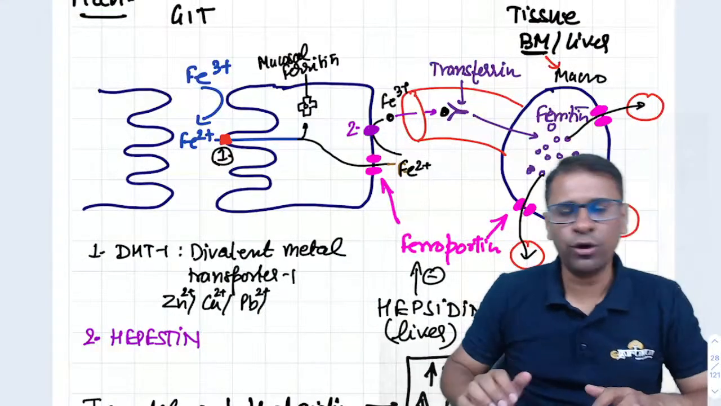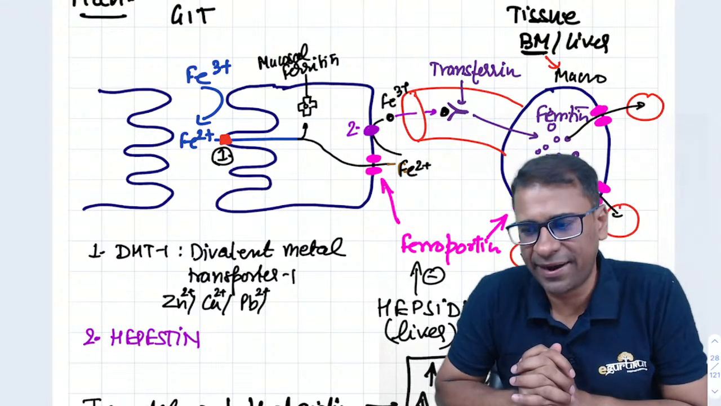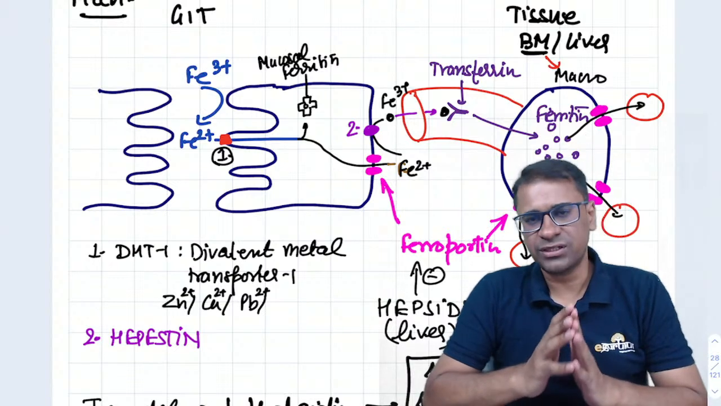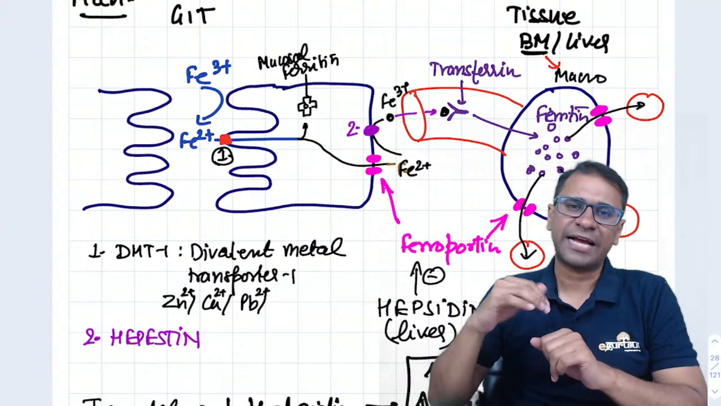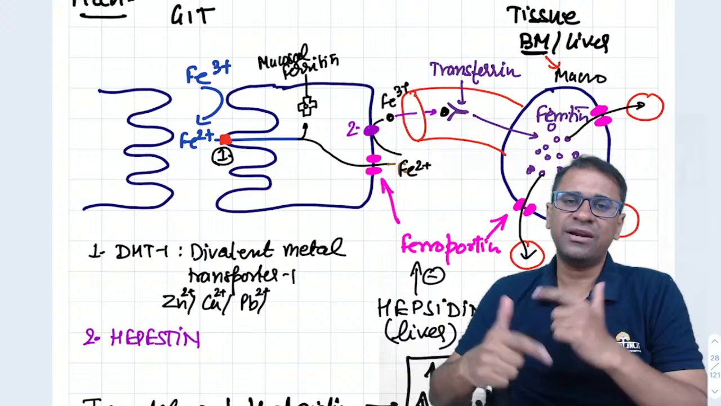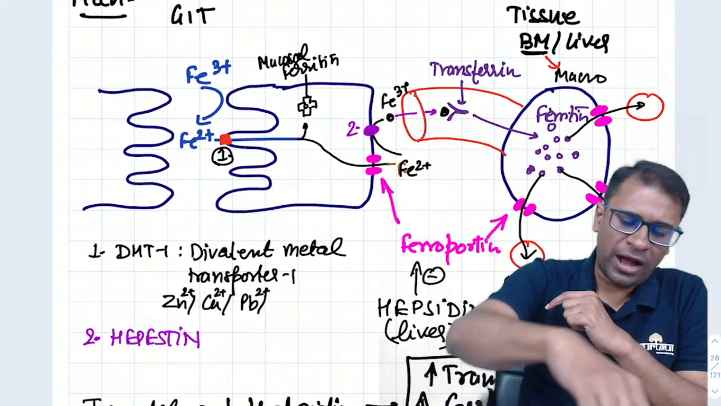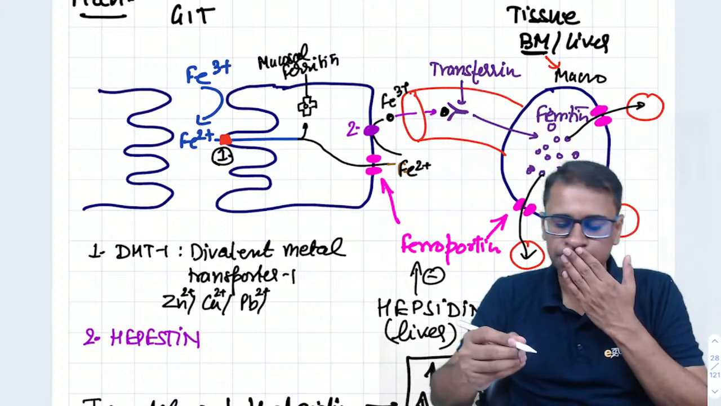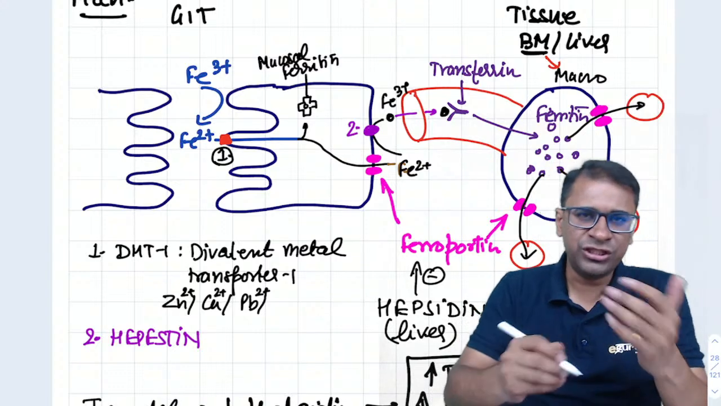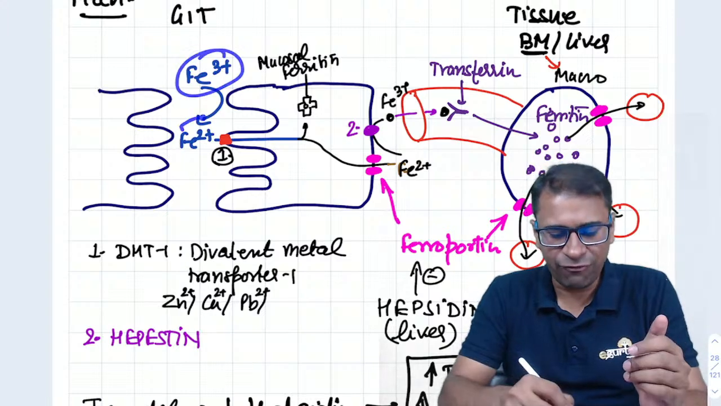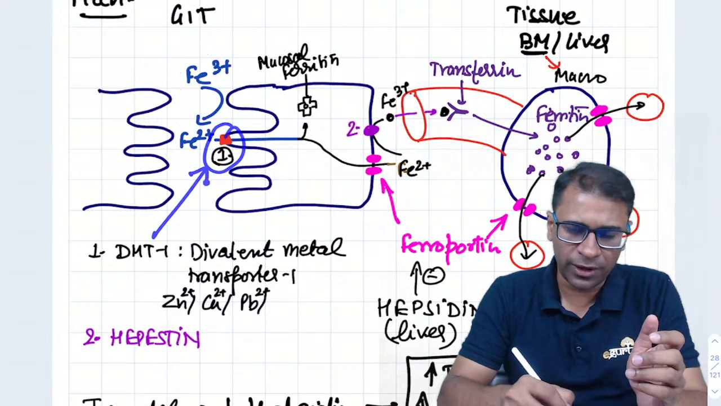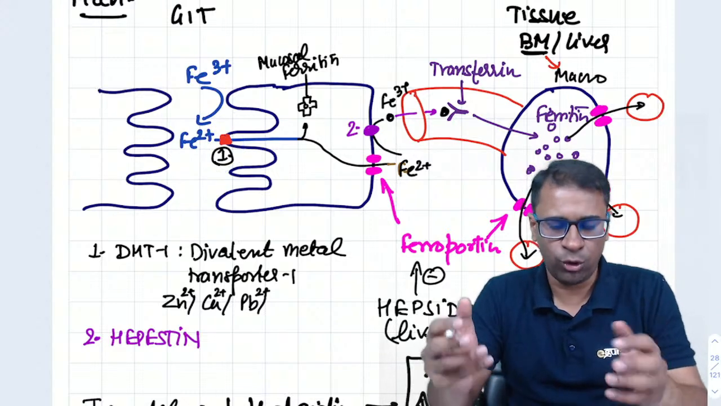Okay, so looking at your query, you have asked about iron deficiency anemia, and you need to know why, even though the transferrin saturation decreases, the transferrin level increases. To answer your query, let's have a small revision of iron metabolism. Look, in the GIT, we have the ferric form, and it is reduced to the ferrous form. The ferrous form can be absorbed by this molecule called DMT1. I think you know about this.